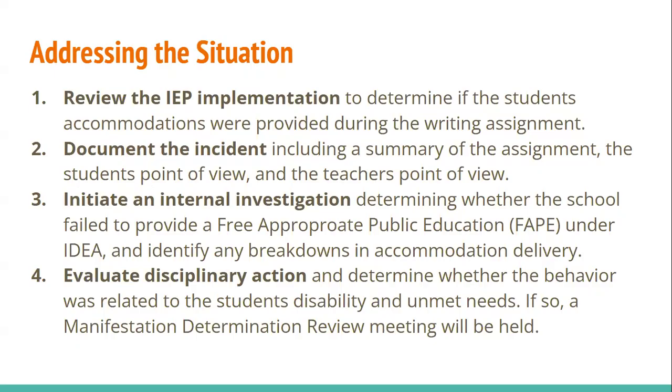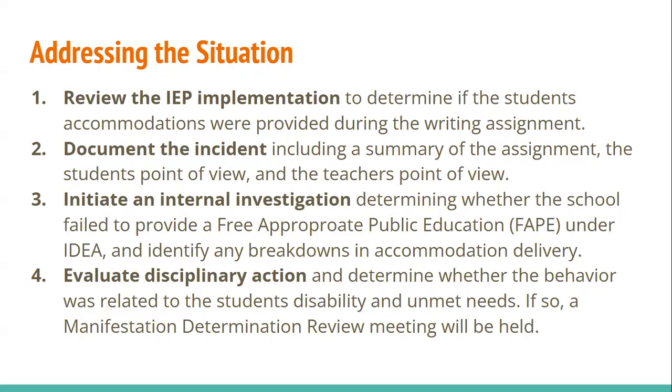Okay, so for addressing the situation, there are several different steps that should be taken. The first is to review if the IEP was implemented properly. Was he receiving the accommodations he needed to be successful in this assignment? Once we had determined that, we need to document the incident. So not just a summary of what he was asked to do, but we need the student's point of view as well as the teacher's point of view to compare and see if there was any overlap.